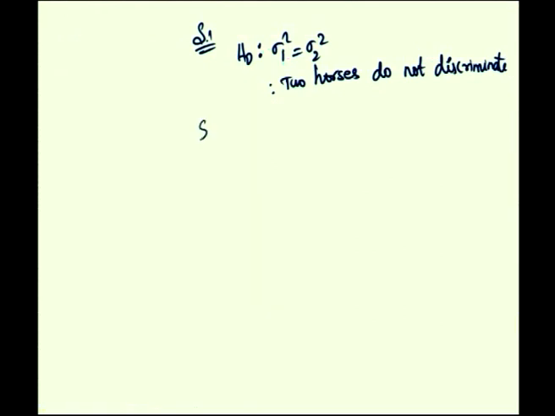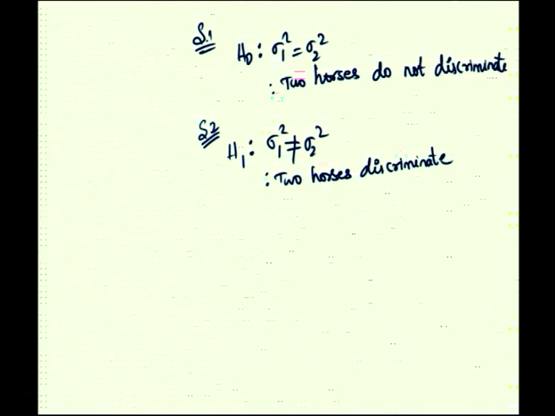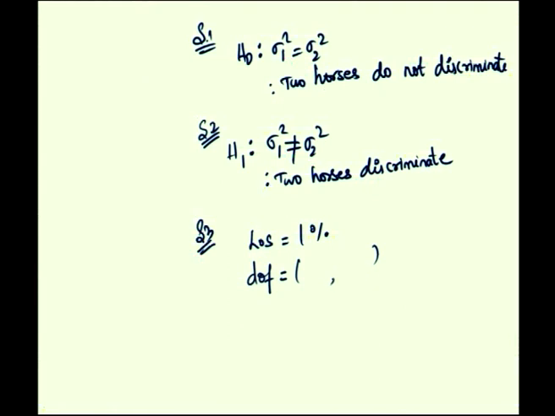Okay. They do not vary according to H naught, that is the null hypothesis. Then H1 says sigma 1 square is not equal to sigma 2 square, in the sense the two horses discriminate themselves. Okay. Step 3, let us fix up the level of significance as 1% and degrees of freedom. At present we cannot just find out.